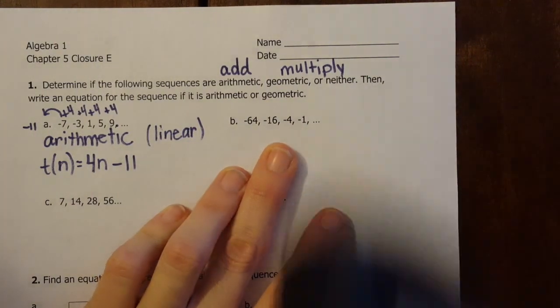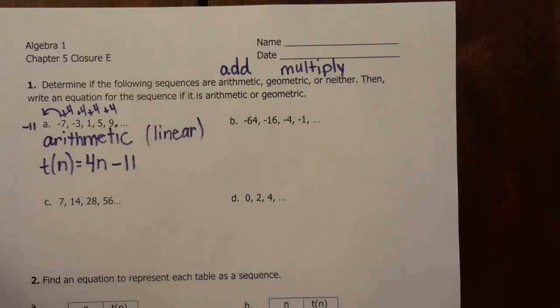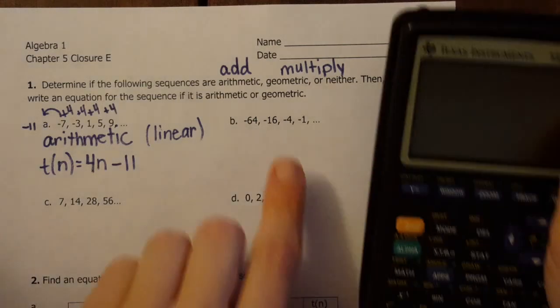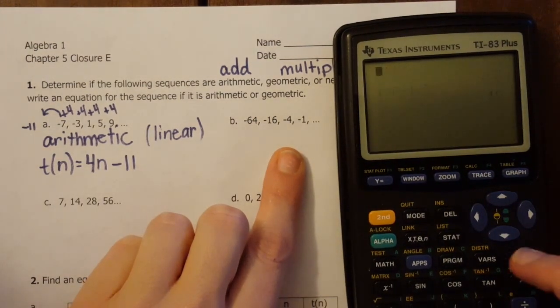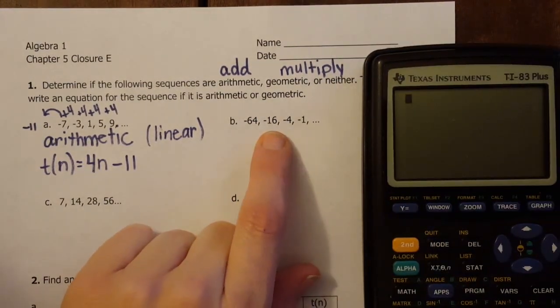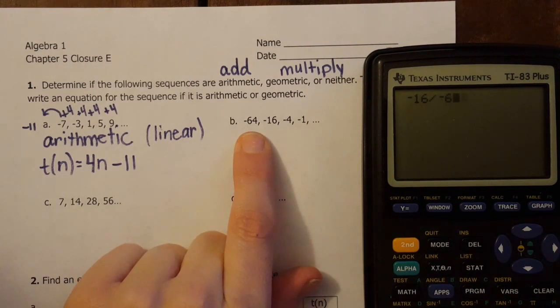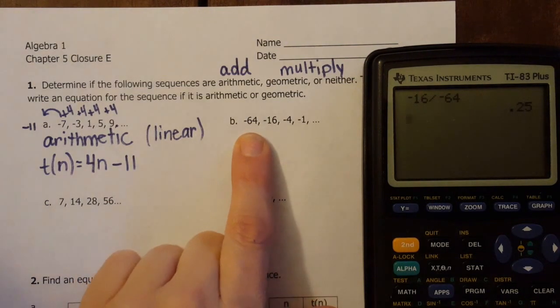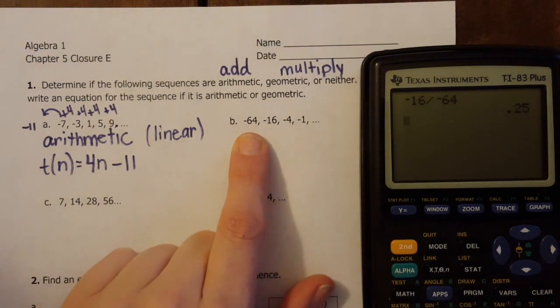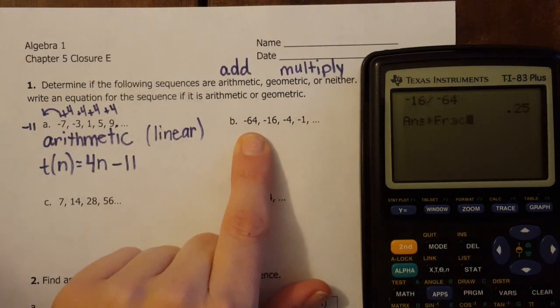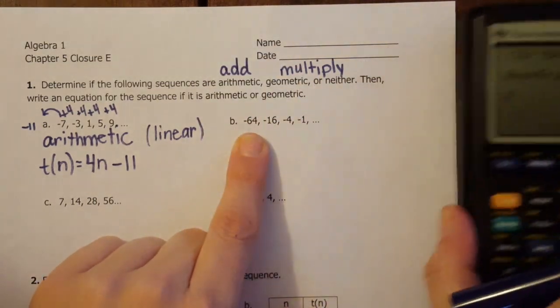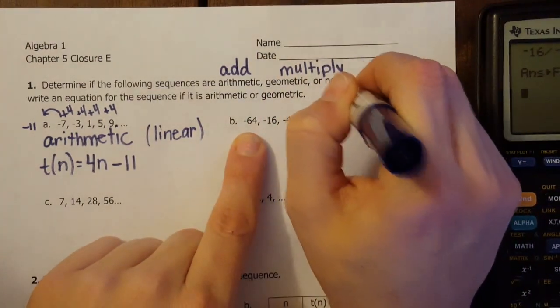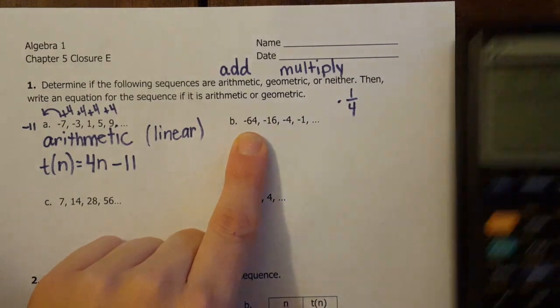If it's geometric, then it has a multiplier. So we have to figure out what we're multiplying by. A quick way to do that is by dividing. So we could take negative 16 and divide it by negative 64, which gives us 0.25. I'm going to change that to a fraction, and that's 1/4. So I'm going to try 1/4 as my multiplier and see if that works.